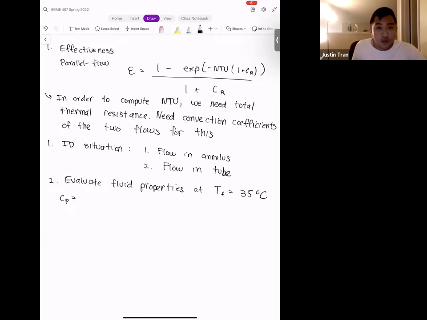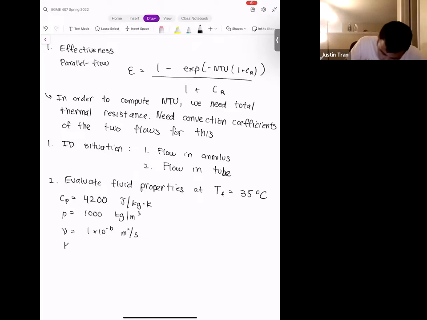And so if we evaluate the properties of water at 35 degrees C, we get the following expressions. Cp is equal to 4,200 joules per kilogram K. Rho is just about 1,000 kilograms per meter cubed. Kinematic viscosity is 1 times 10 to the minus 6 meters squared per second. Thermal conductivity of water is 0.6 watts per meter Kelvin. And we have a Prandtl number of 6.